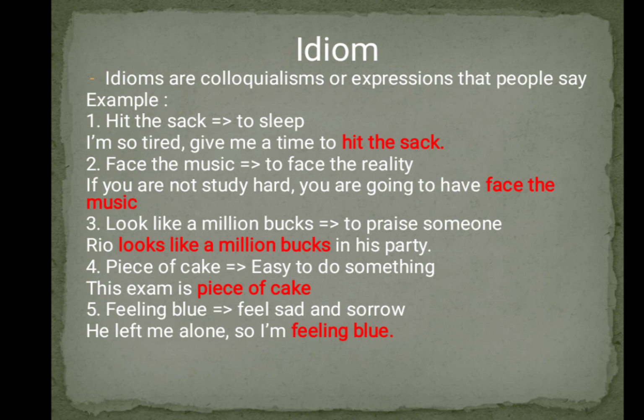Number 3 is look like $1,000,000. It means to praise someone. For example, Rio looks like $1,000,000 in his party. And number 4 is piece of cake. It means easy to do something. For example, this exam is piece of cake.